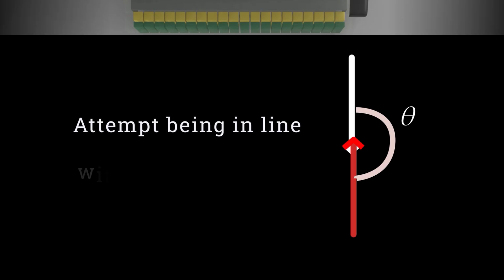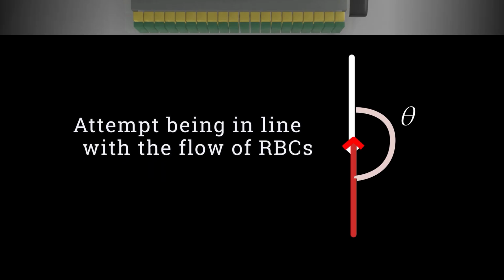At 90 degrees, the whole equation vanishes since the target is moving at right angles from us, and so we would not be able to tell whether there's a change of speed. What this means to us is that we need to attempt to be in line with the flow of the moving target so that we can make an accurate assessment of flow.